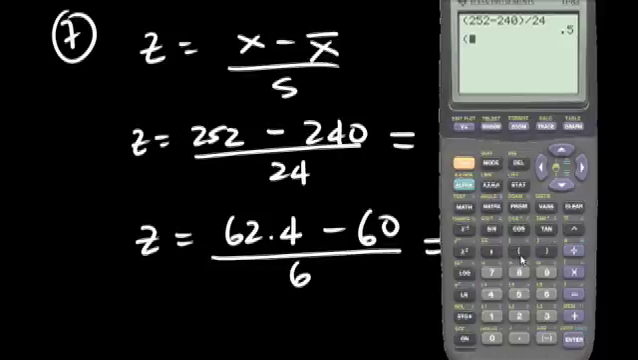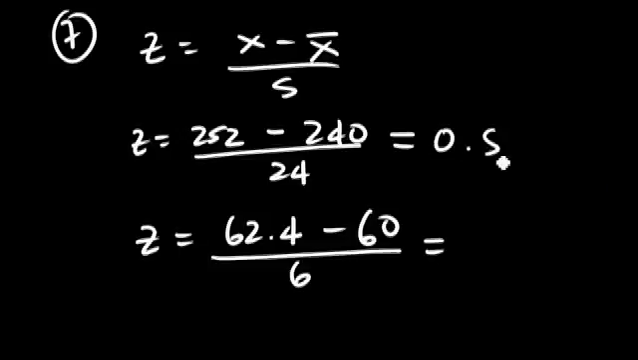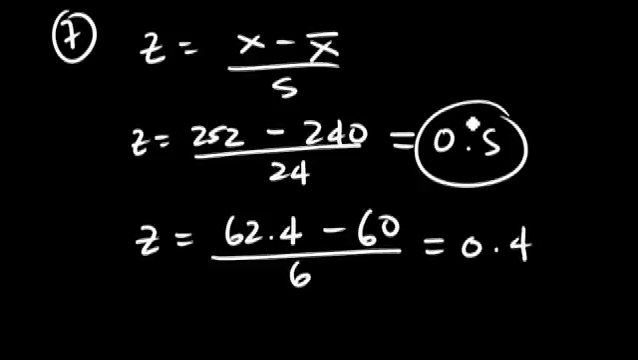First z-score is 0.5. Second score is 0.4. The 0.5 is further away from the mean than 0.4.